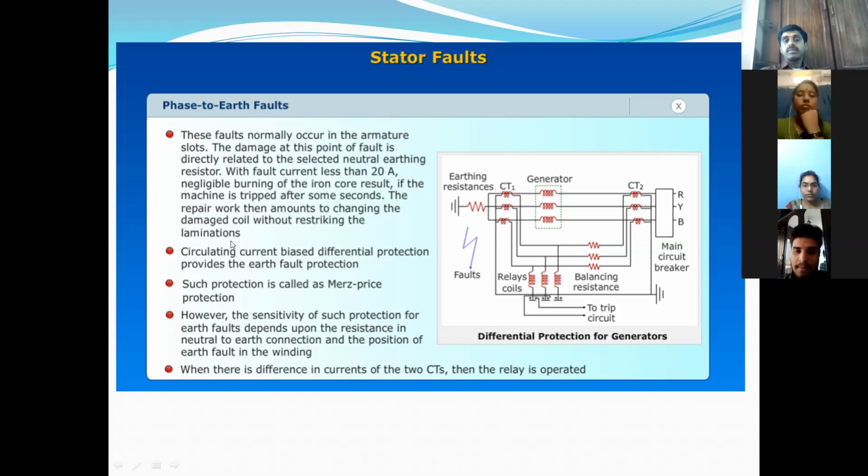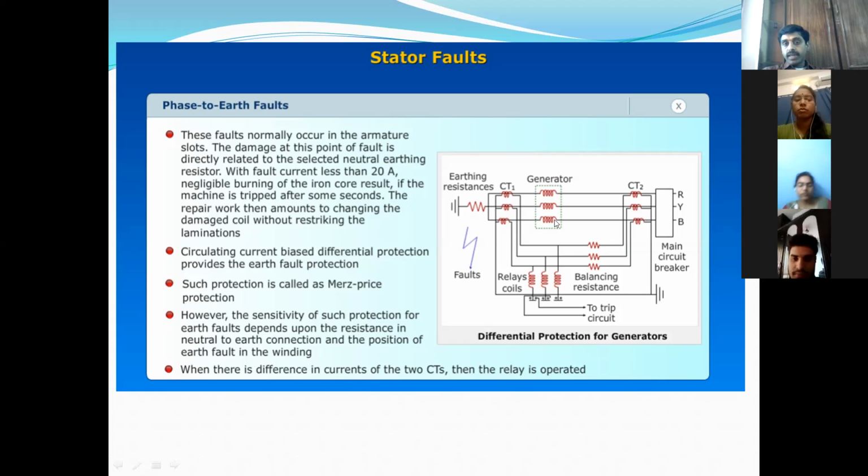the laminations. Circulating current bias differential protection provides earth fault protection, because that is Merz-Price protection, we know already. However, the sensitivity of such protection for earth faults depends upon the resistance. As I said, how much value of resistance you are connecting here determines the sensitivity, that means for which current the relay is supposed to respond. That plays a major role, and also the position of the earth fault in the winding, where the earth fault occurs, either near to the neutral or away from the neutral point, midpoint of the winding, or very far from the neutral point.